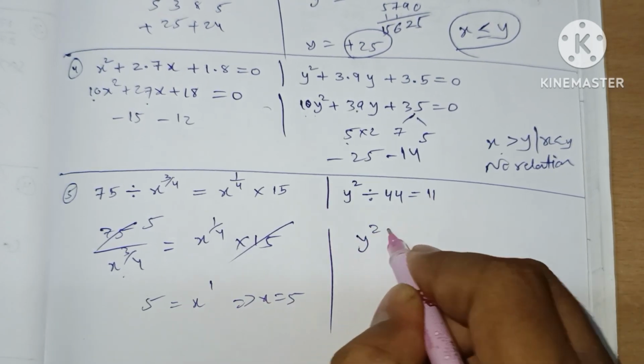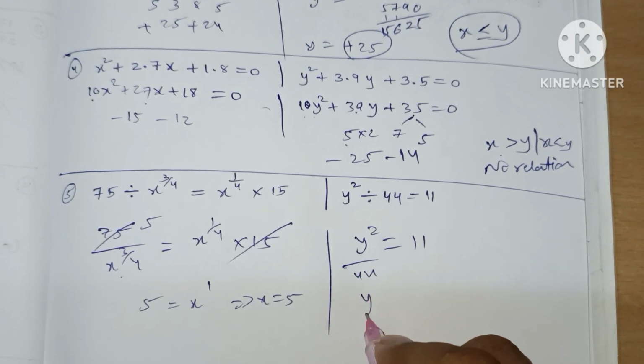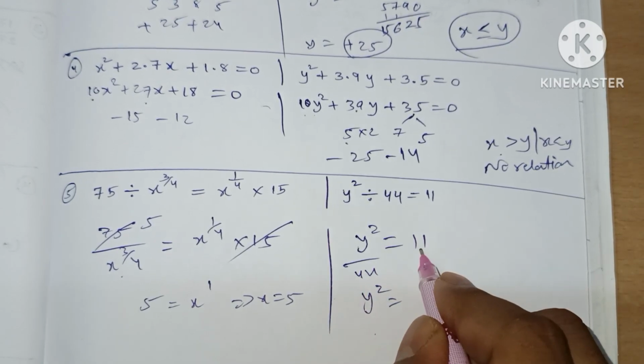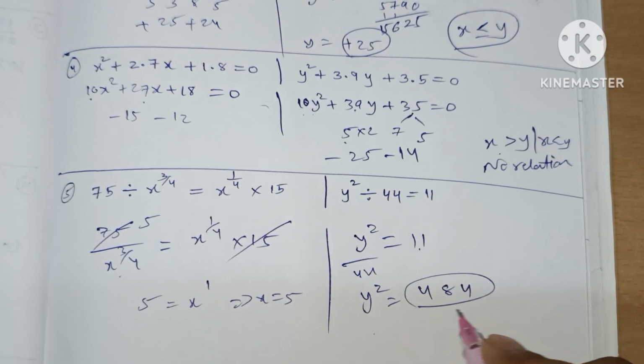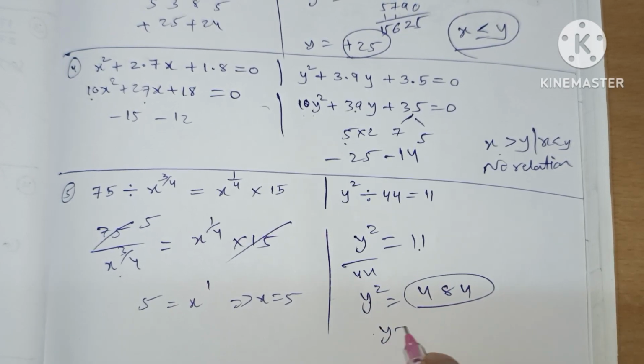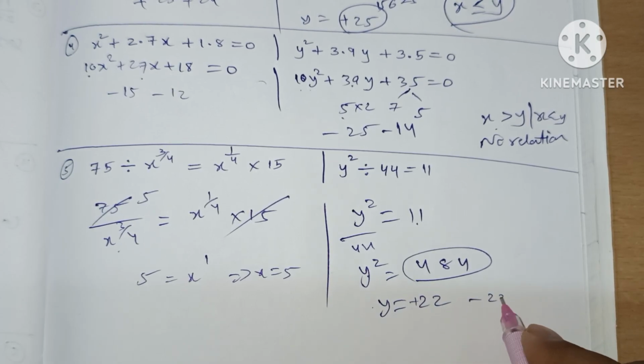Here y square equals 44 into 11. Y square will be 44 into 11, will be 4, 4, sum of these two, 8. This is the answer for y square. So y value will be 22, plus 22 and minus 22.